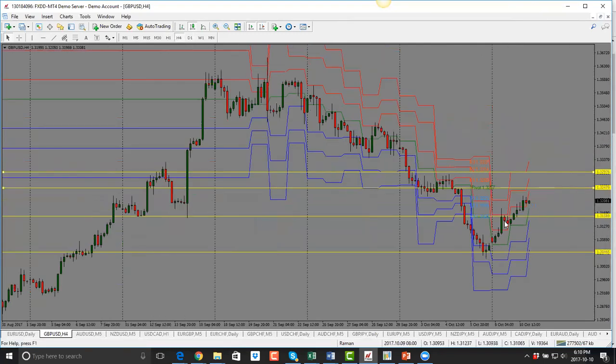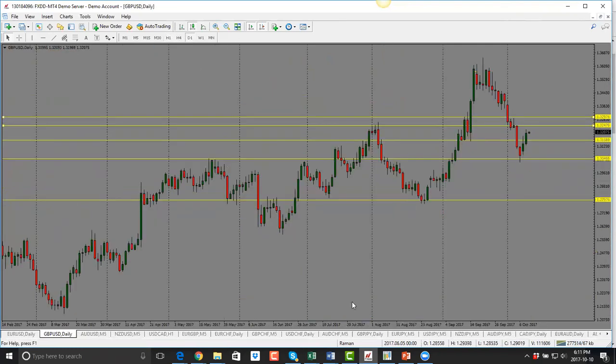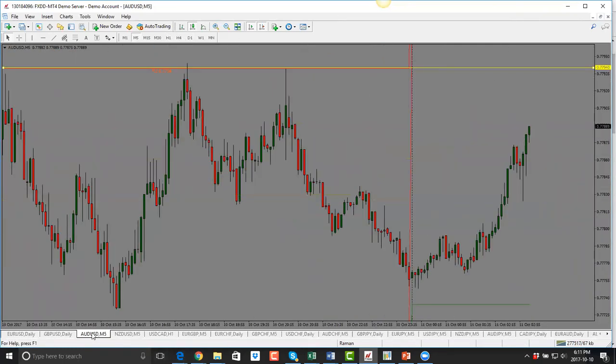So if we look from a 4 hour perspective, this is where we are. It looks like a fairly strong trend to the upside. Here we are from a 1 hour perspective. So we're looking for 1.3250, which is right here, and then 1.3300, which is back into this support and resistance level. So this is quite bullish here as well.